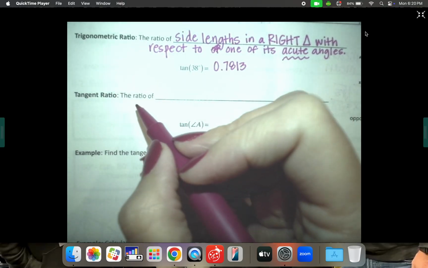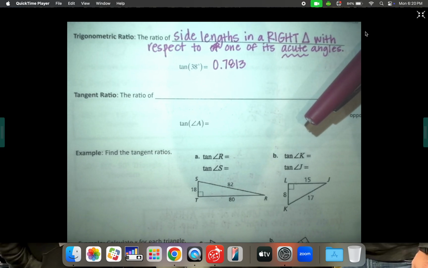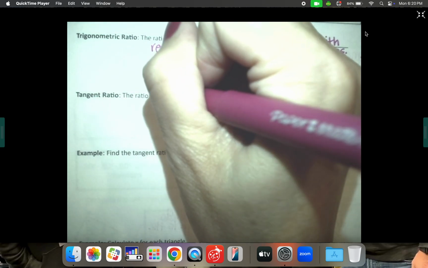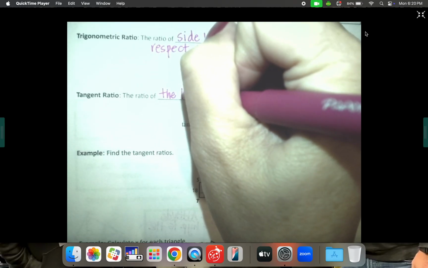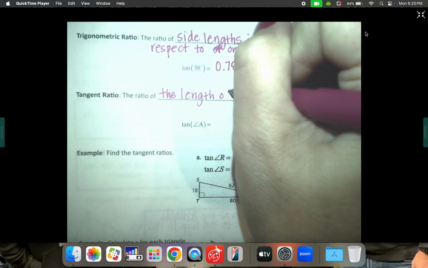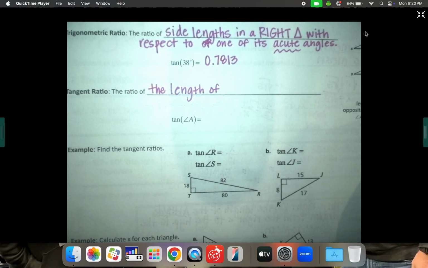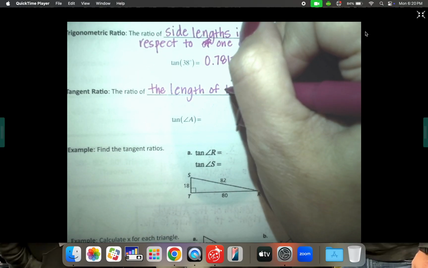But for now, let me talk to you about the tangent ratio. So the tangent ratio is a ratio of the length of, okay, this is specific to tangent, and that's the only one we're learning for today. The length of the opposite side.